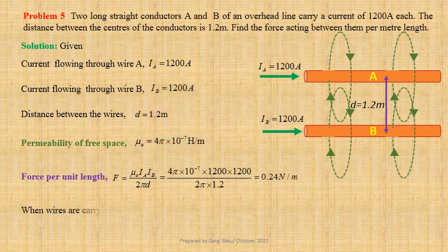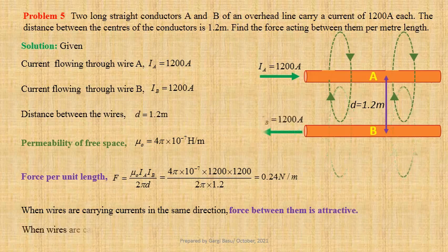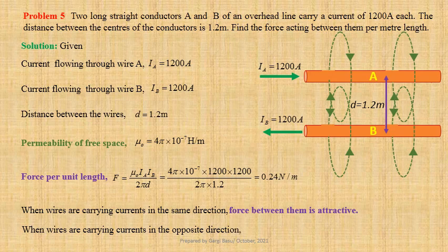When wires are carrying current in the same direction, the directions of the two magnetic fields oppose each other in the space between the wires. Therefore, force between them is attractive. When wires are carrying current in the opposite direction, the directions of the two magnetic fields are the same in the space between the wires. Therefore, force between them is repulsive.